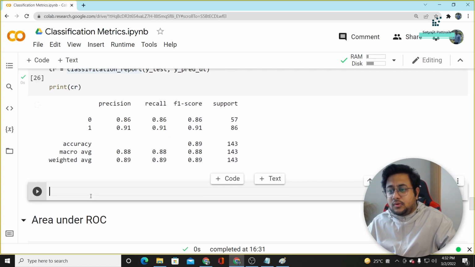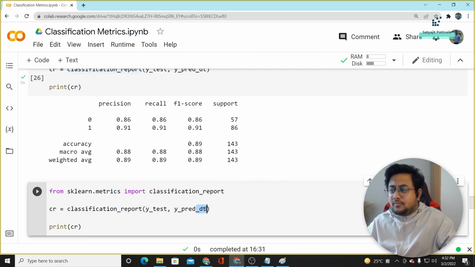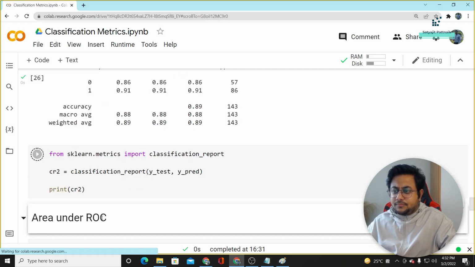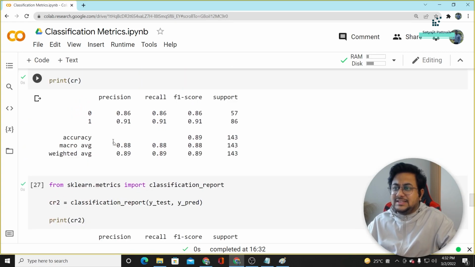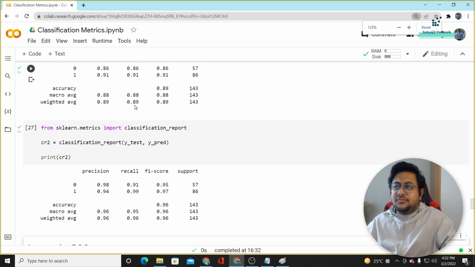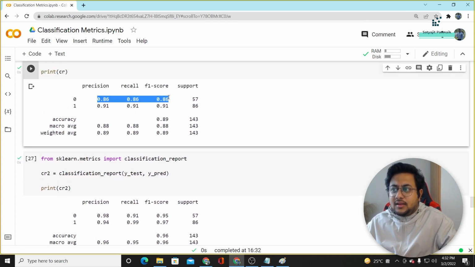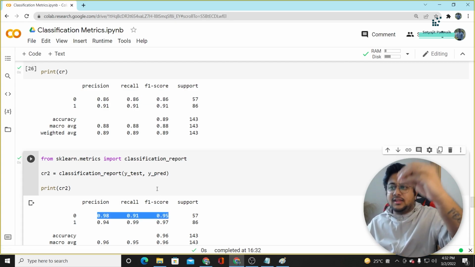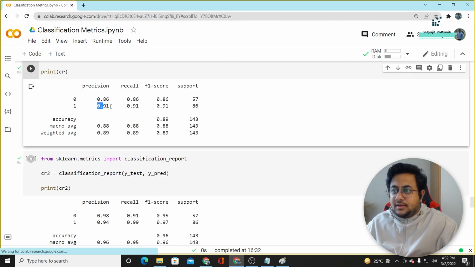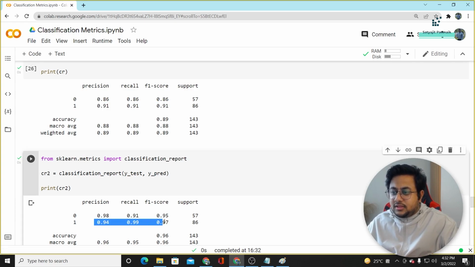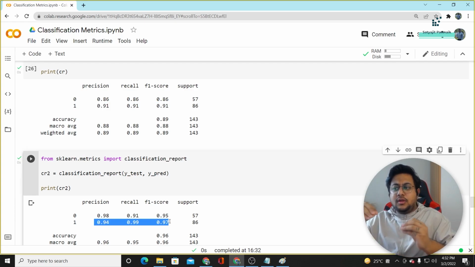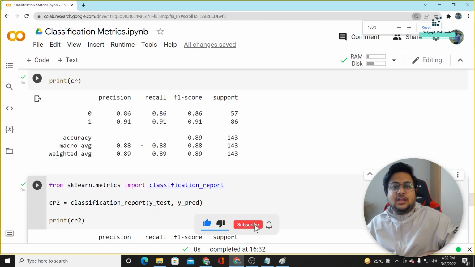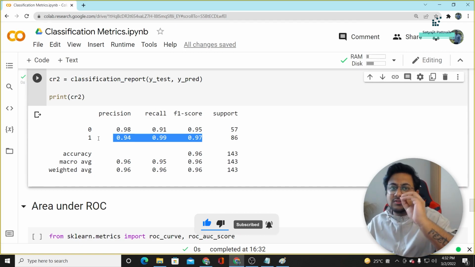Now let's try to do it for KNN. I'll name it as CR2 and CR2. You can see this is where the difference comes. Here it is 86, 86, 86. For KNN, it is way better than the decision tree. 91, 91, 91. The recall, precision and F1 score for the KNN model is really good. So I will definitely go with the KNN model as per my classification report.